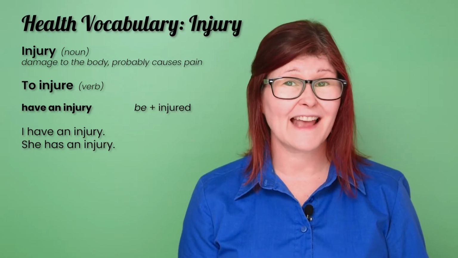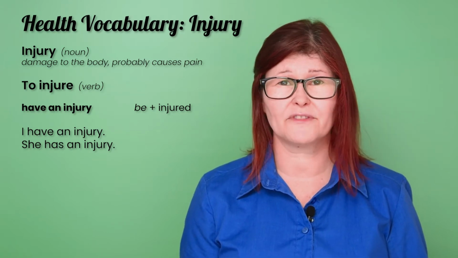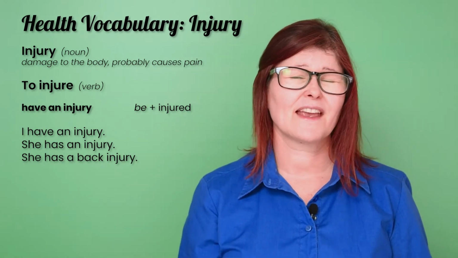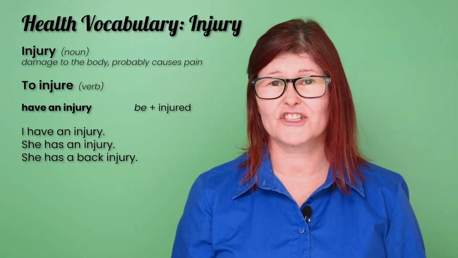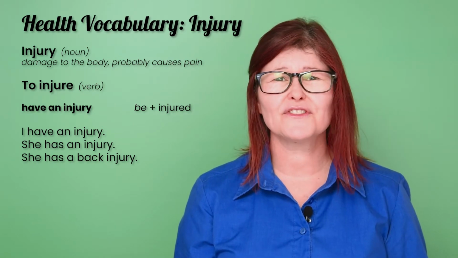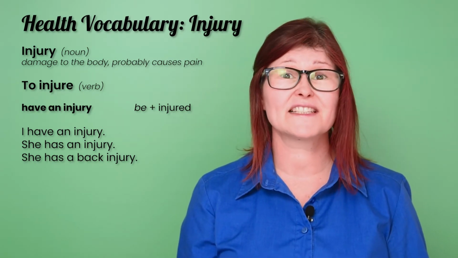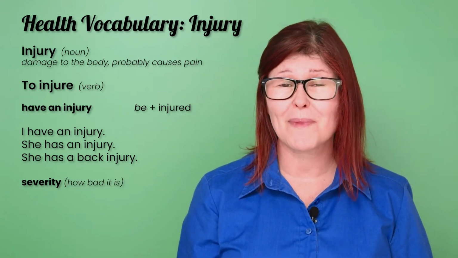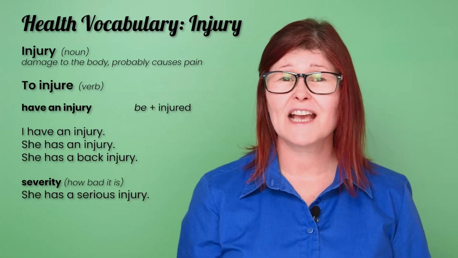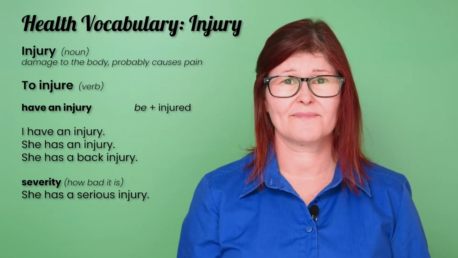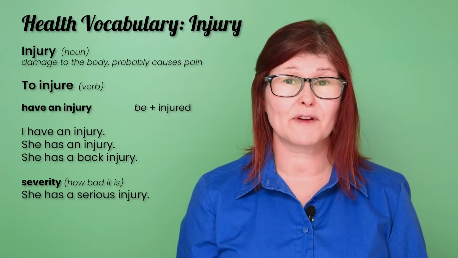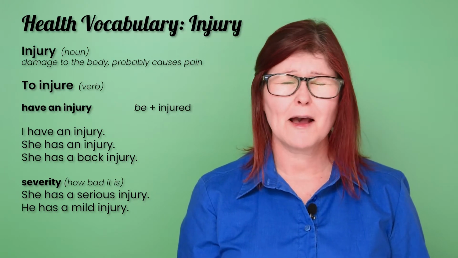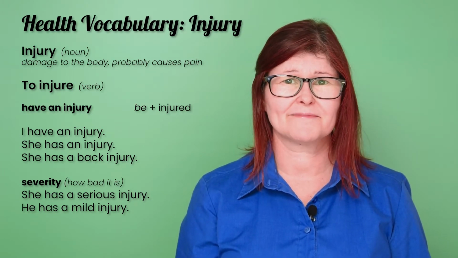We can also use an adjective to show what kind of injury. She has a back injury. That shows what body part is injured. But we can also use an adjective to describe the severity of the injury. Severity just means how bad it is. She has a serious injury. A serious injury is a very bad injury. He has a mild injury. A mild injury is not very bad.